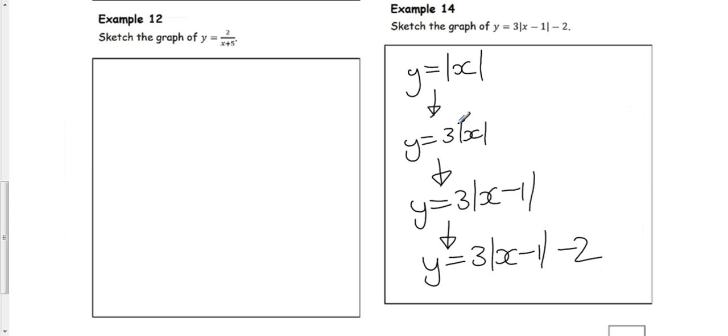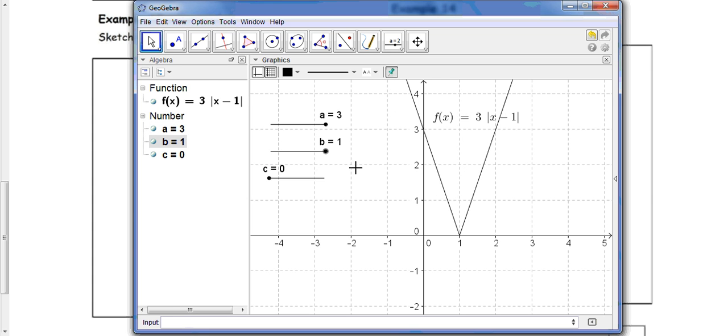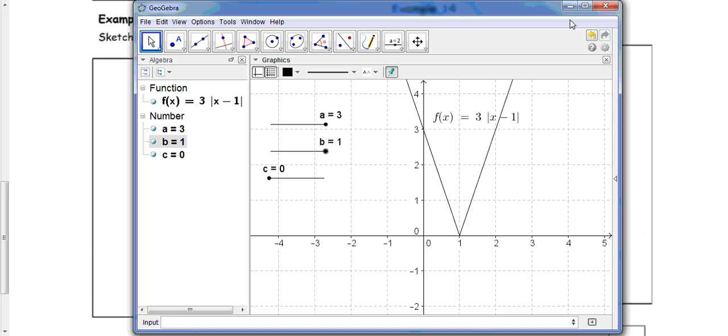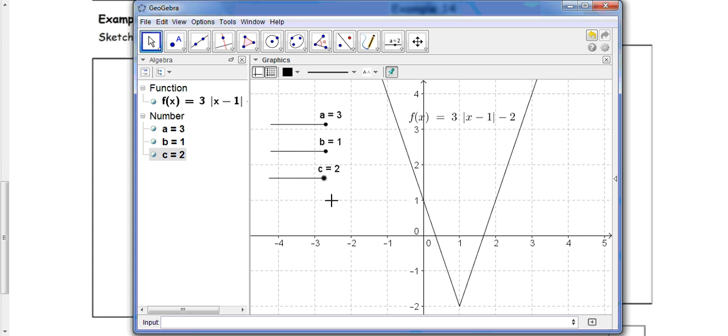Next, inside the modulus signs, we're going to have x take 1 instead of just x. So x minus 1, I'm going to expect to see a translation 1 unit to the right, and that is exactly what we see. And then finally, a big minus 2 at the end. Because it's not inside the brackets or the modulus sign, I'm expecting to see a translation down by 2 units, and that is exactly what happens.